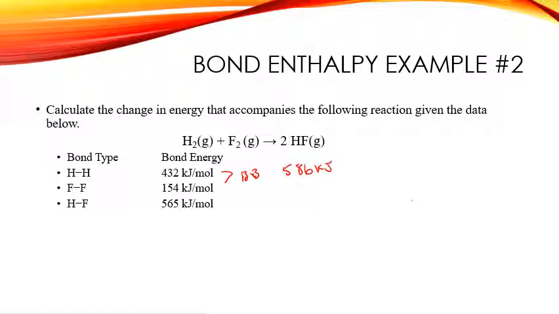And then I have the HF bond as 565. This would be my bonds that would be formed, but I have 2 of them, so I need to multiply that by 2. That would give me positive 1130. And now products minus, or reactants minus the products, 586 minus the 1130. When we do that, we have, what's that, 56 and 5. So negative 556 would be my answer in kilojoules.